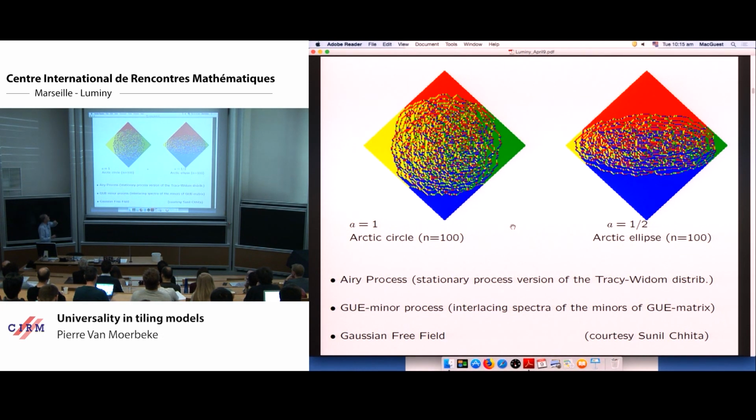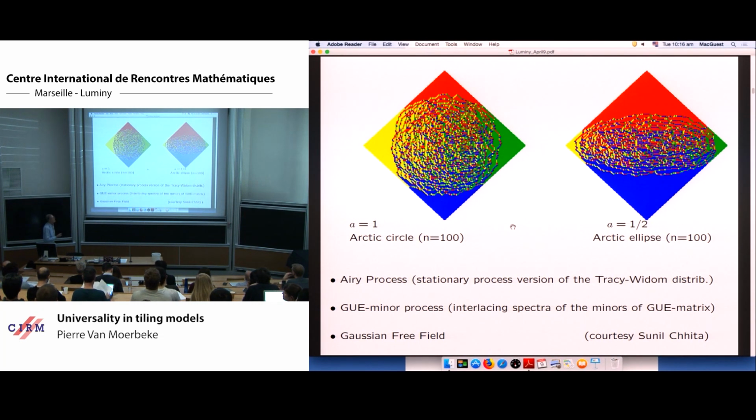We know almost everything about it. We know that on the side here, this is the Airy process, which is a stationary process, which at every point has a distribution like Tracy-Widom. And also we know the distribution along that boundary here, and that's the so-called GUE minor process.